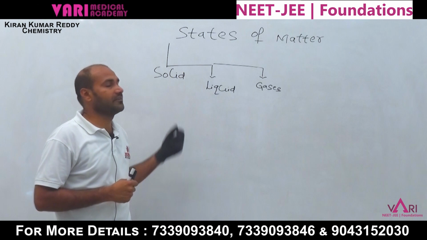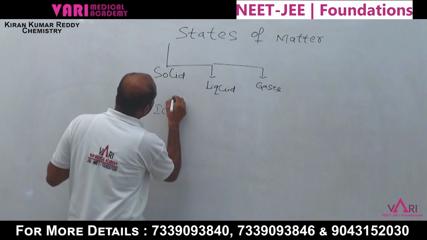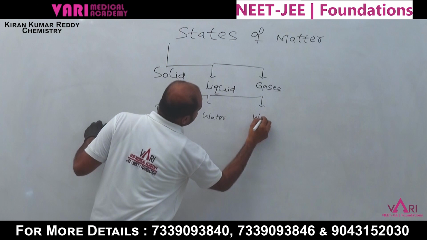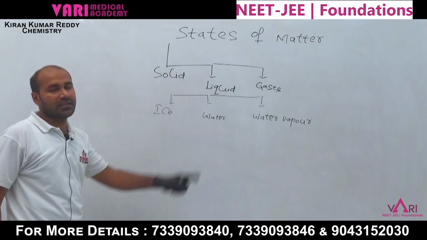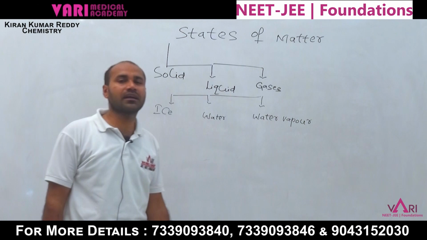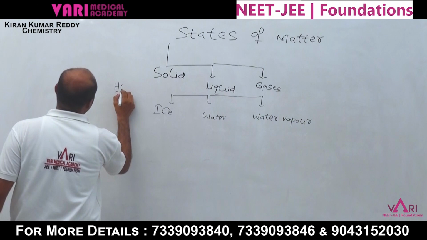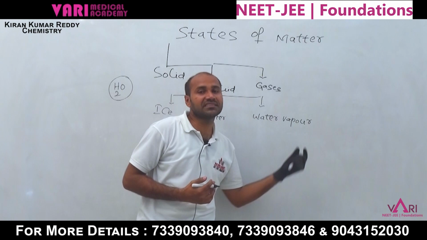For example, if you take water, what is the solid form of water? Ice. And the liquid form of water is water. And the gaseous form is water vapor. Ice, water, and water vapor have different physical properties but the same chemical composition. Same chemical composition means the formula of water is H2O, but the properties are different for solid, liquid, and gas.